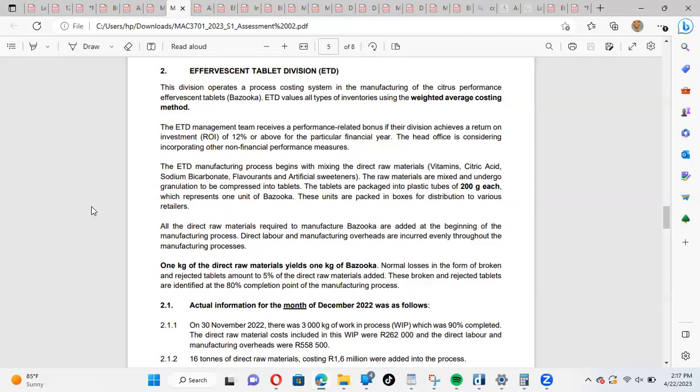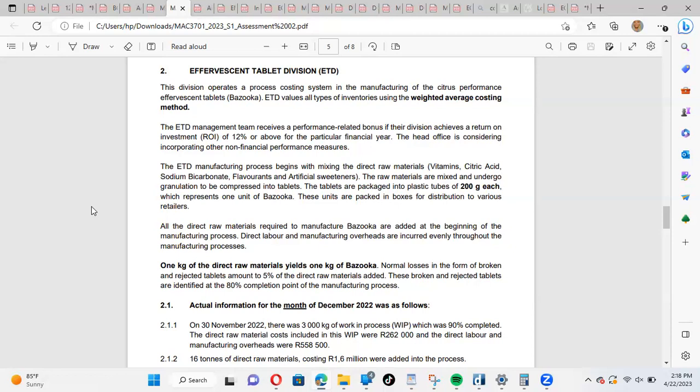Effervescent tablets, bazooka. Okay, ETD values all inventory types using the weighted average costing. So we are using the weighted average costing here. So we have that information there. We'll see hopefully towards the end of the session where this weighted average method would differ from the one that we are using here.